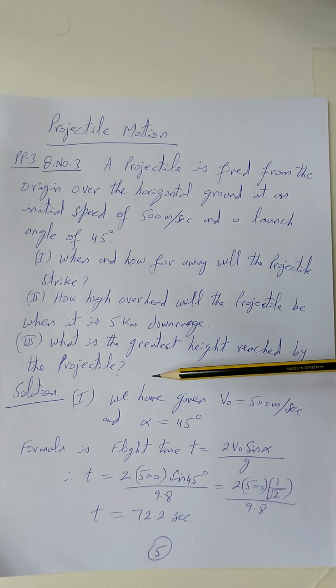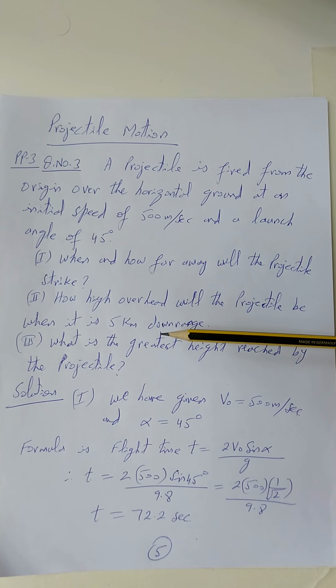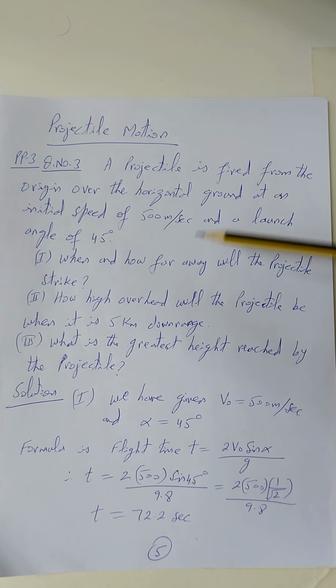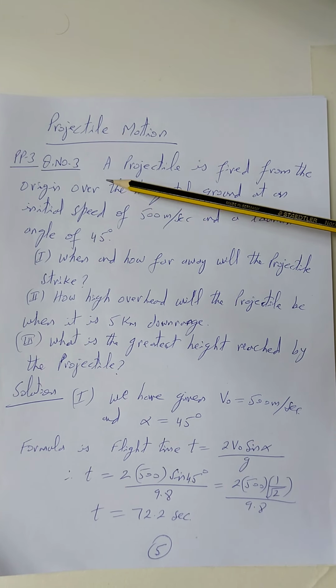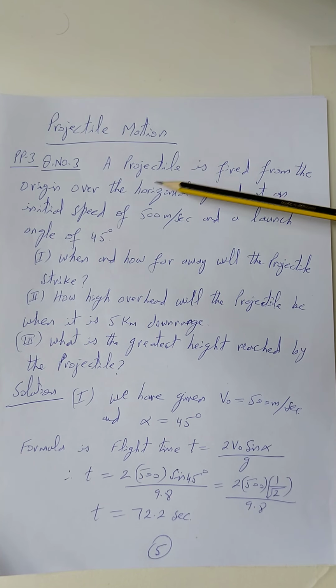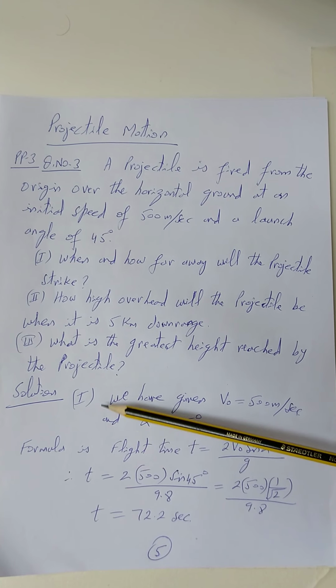This is the real life problem that we are solving. First you must know what is given in the question. So read the question again carefully, and see what is asked, so you can answer accordingly. What is given? A projectile is fired from the origin, that means 0, 0, over the horizontal ground, at an initial speed of 500 meters per second.